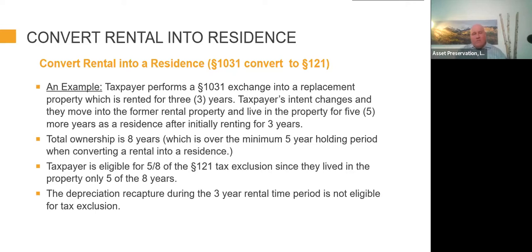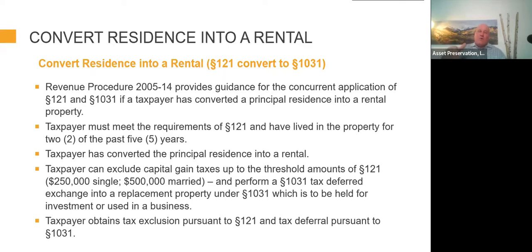Now, the last one's pretty interesting. What about converting a residence into a rental property? So you live in a property in, let's say, Boulder. It's your residence. You move out of it, you rent it out for a year or two. Now you can make it an investment property. So when you go to sell it, now you get the exclusion for the 121, let's say $500,000 if you're married, and the remainder now you go ahead and do a 1031 exchange into other like-kind property. So a lot of planning opportunities.